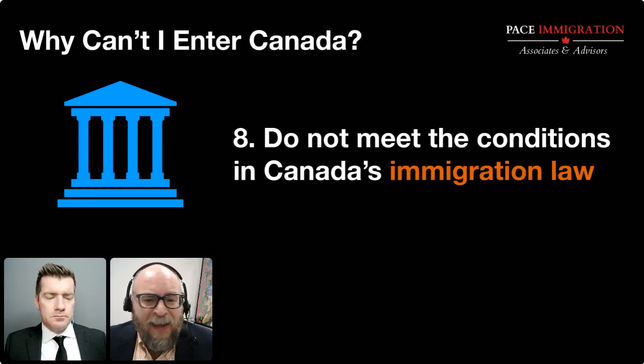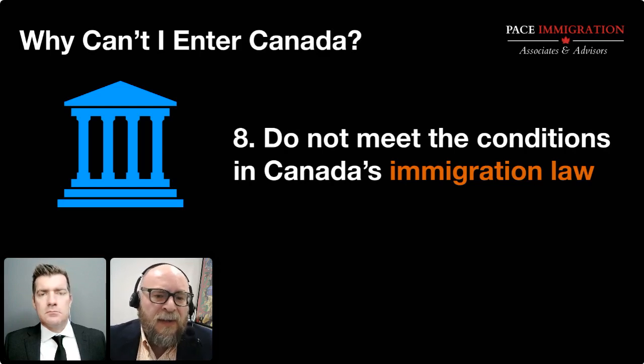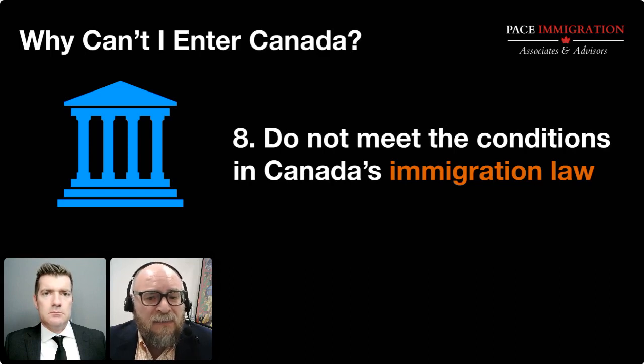Right. It is, again, so wide, but it is a general thing that you're going to hear at the border if for some reason you don't qualify. Either you don't qualify to come in under the visa type that you have, or you need more documentation, or if they don't really specify any other grounds, this will be the catch-all that they say that you just don't meet the conditions.